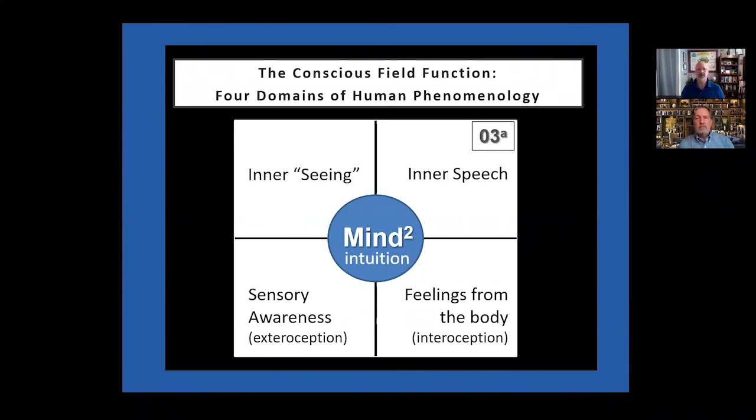Okay. So here's your conscious field function, basically 4 domains of your subjective conscious experience, 4 of which are very clear in terms of their presentation. The 5th is sort of fuzzy, but clearly something I want to give credit to. Obviously I'm trying to jam these also into 4 so that it's easier to remember, because everything's 4 in this little presentation. Okay, so inner seeing, inner speech, sensory awareness, feeling from the body.